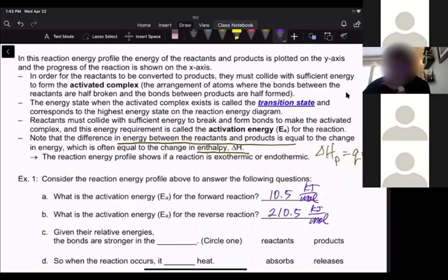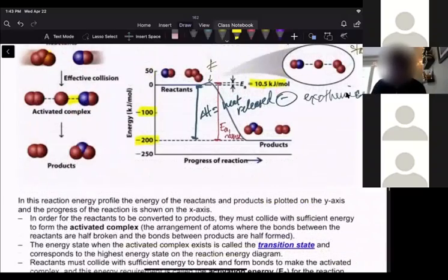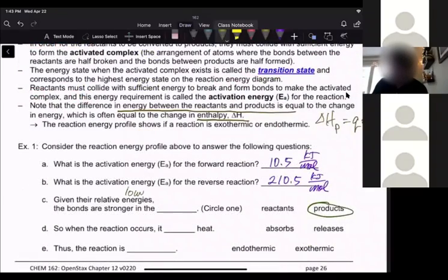All right, so relative energy of the bonds, which bonds are stronger, reactants or products? Products, I'd say. Yeah, why is that? What's another way of saying that? It takes more energy to go from products to reactants. Yeah, and they're lower. They're just lower on the absolute energy. Lower energy on the diagram is more stable. Stronger bonds.